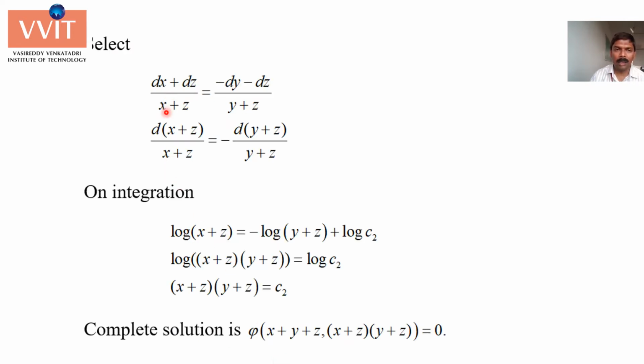For the next selection, I have added the first member and third member, here minus second member, minus third member. So you can group the members conveniently, but the point is integration should be possible. This is the second part, and finally the complete solution is this. So this is all about linear partial differential equations of first order with grouping and multipliers methods.